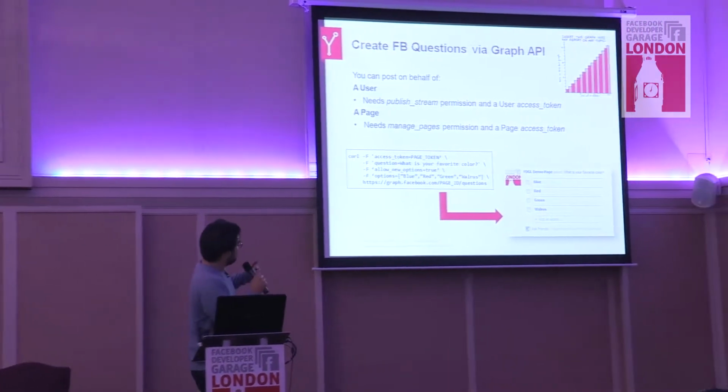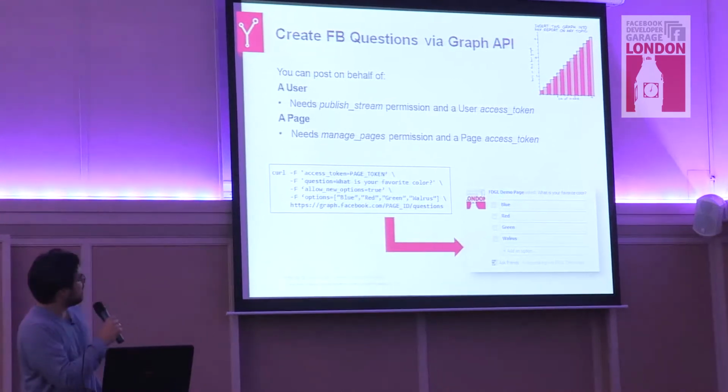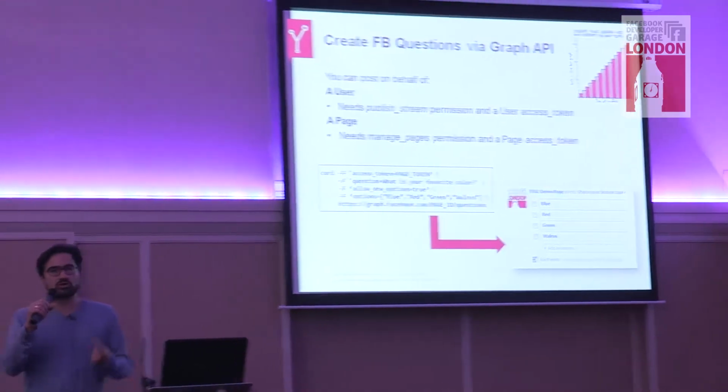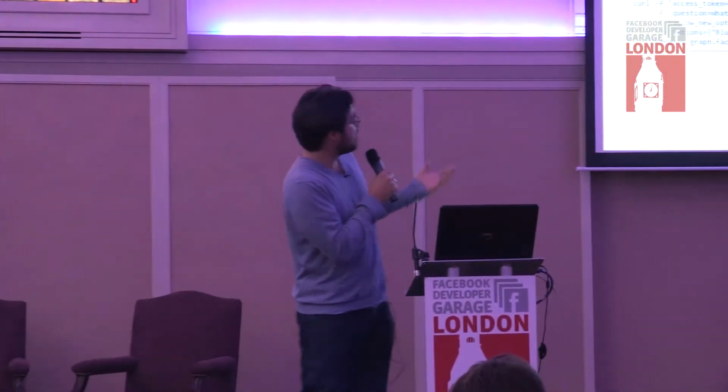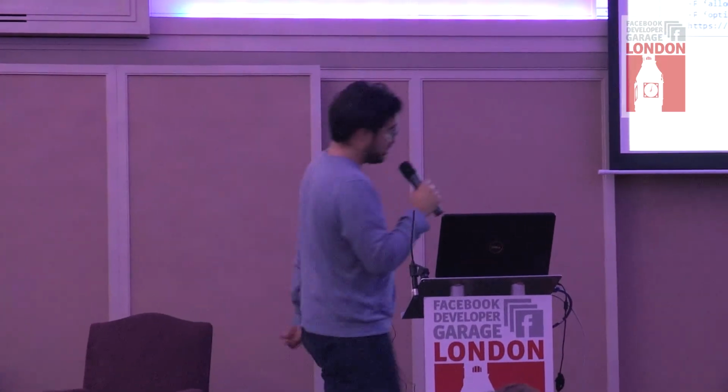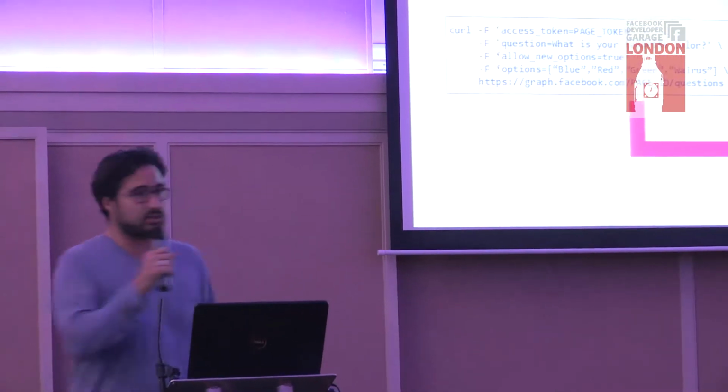How do you do it? Very simple graph call. You can specify a question. You can toggle on and off whether users can add their own options. And you can provide a list of options. So on my demo, I've asked, what's your favorite color? And I've allowed new options here. And you can choose blue, red, green, or walrus, which is, of course, my favorite color.